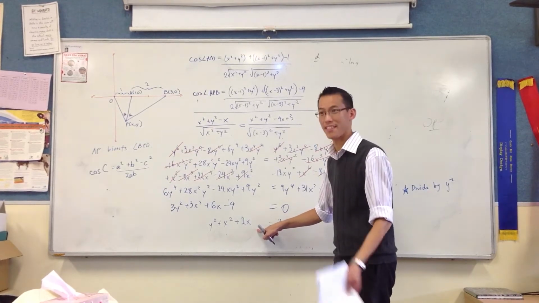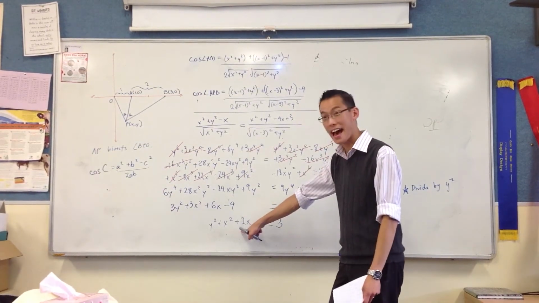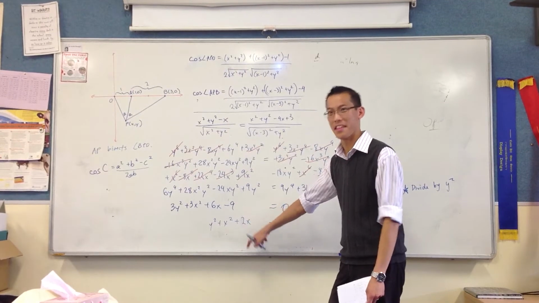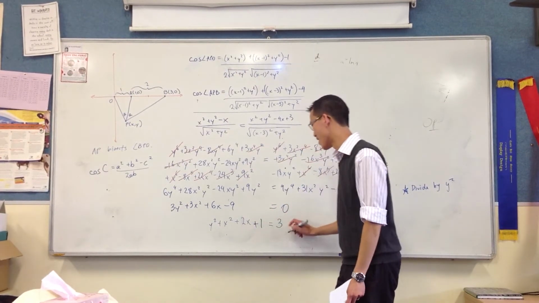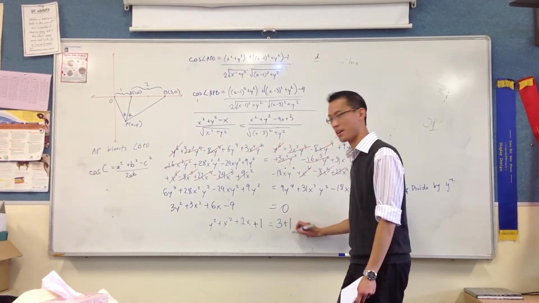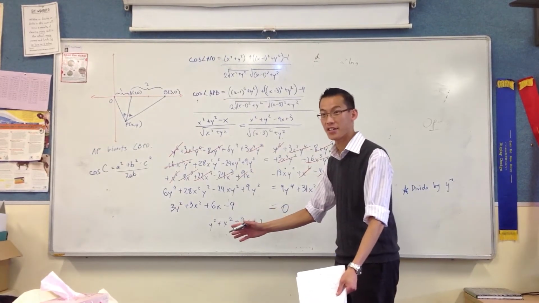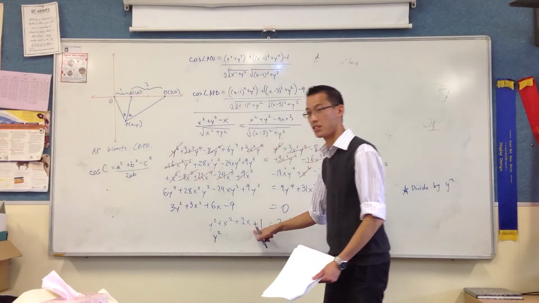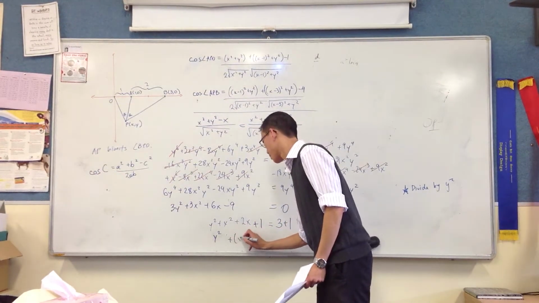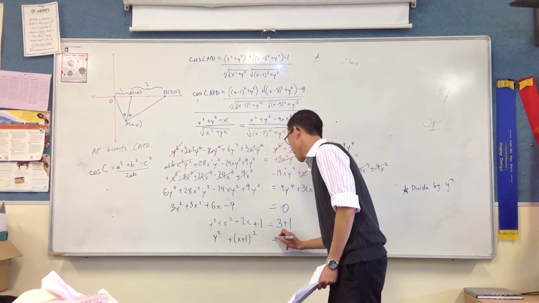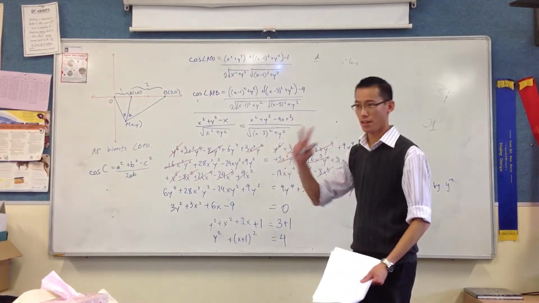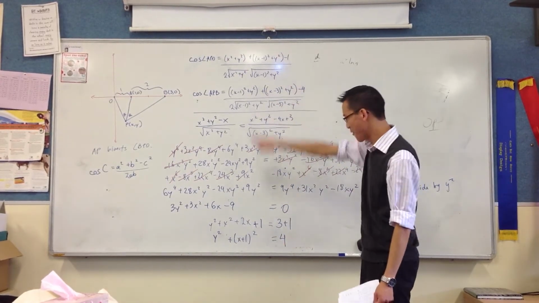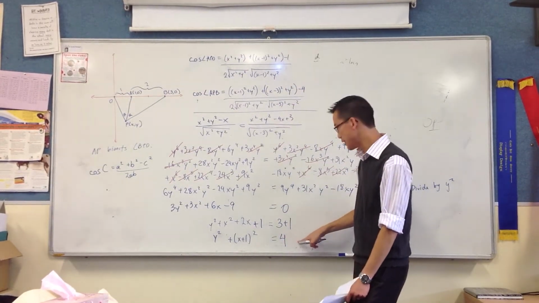Halve it, square it. You halve that, which becomes 1, and then you square that. So if I add one there, I add one here. Now I can factorize, yeah? So the y squared is just hanging out on its own, and this turns into x plus 1 squared. And the radius is? You're like, for real? After all that? Now here's the thing. Here's the really interesting thing.